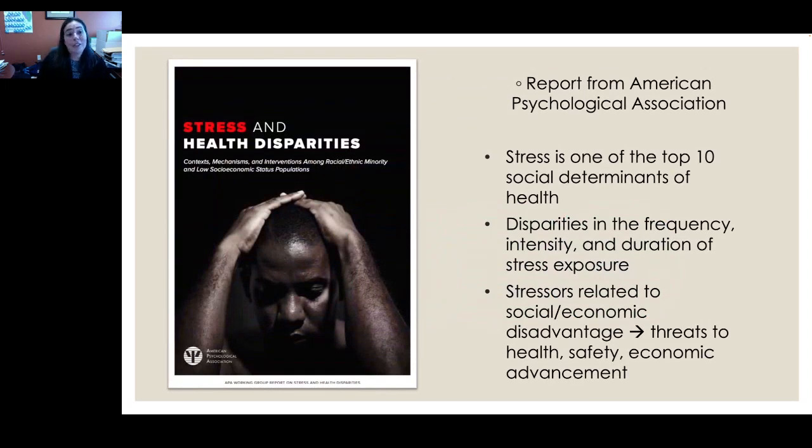Now, the American Psychological Association has this report out called Stress and Health Disparities. And stress, according to the World Health Organization, is considered one of the top 10 social determinants of health. And this report reviews and discusses stress as a driver of health disparities. Now, this is important because there are disparities in the frequency, intensity, and duration of stress exposure. And if you consider our families with low income, they experience stressors that others don't, that can lead to threats to their health, safety, and economic advancement. So they're dealing with more stress and different stress than somebody maybe who has more resources than SNAP-eligible families.